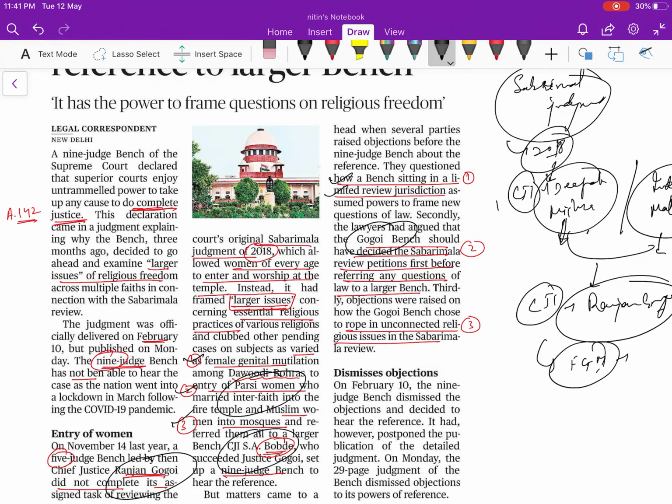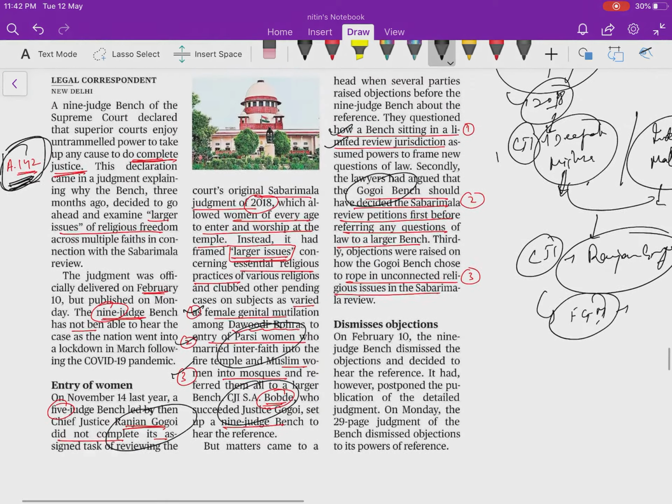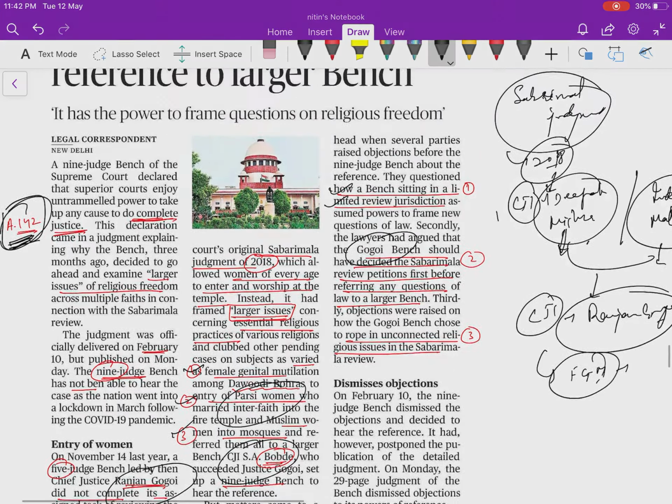Now the Supreme Court has given the justification for this: that the Supreme Court can take untrammelled powers to take up any cause to do complete justice. So the Supreme Court can do so under Article 142 of the Indian Constitution, that is complete justice. So this is the argument of the Supreme Court, and it has dismissed the objections. So now the 9-judge bench that CJI S.A. Bobde has constituted will hear the larger issues of these communities as well, along with the review petition of the Sabarimala temple. That's all from this particular news item.